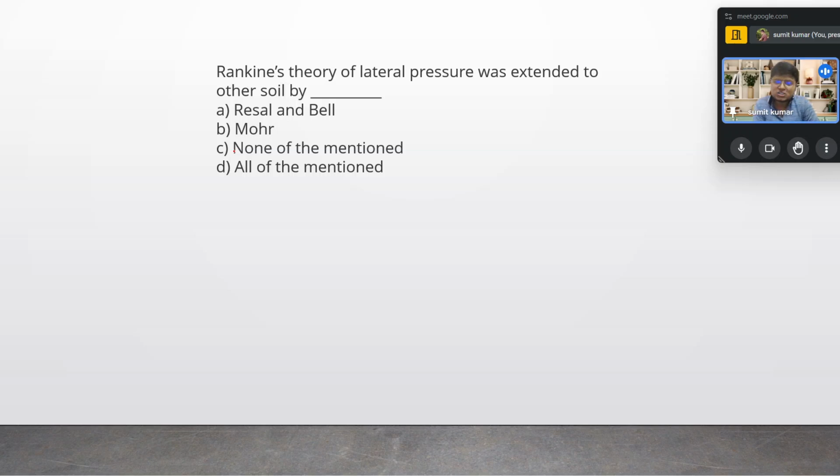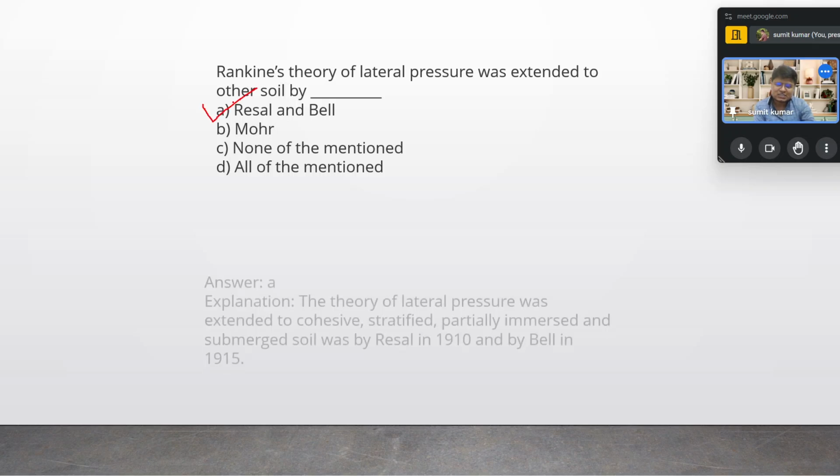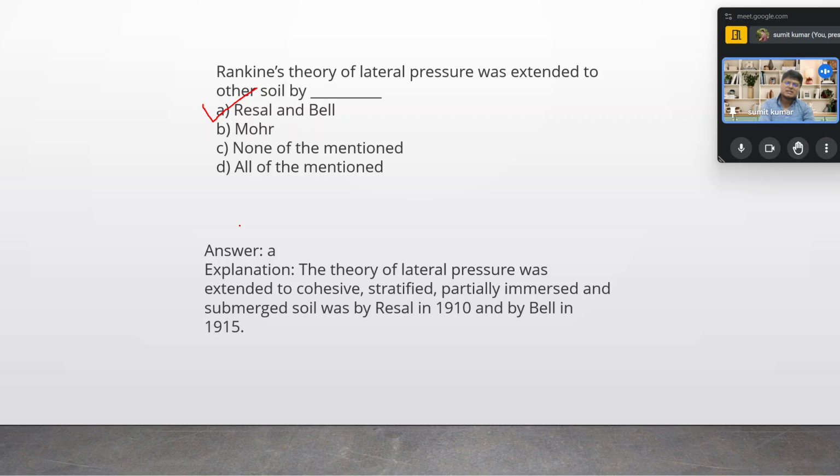The next question is: Rankine theory of lateral pressure was extended to other soil by Resal and Bell, Moore, none of the above, or all of the above. I have said earlier, Bell's theory. So the correct answer is option A. As it is written over here, the theory of lateral earth pressure was extended to cohesive soils, particularly stratified soils, by Resal in 1910 and Bell in 1915.